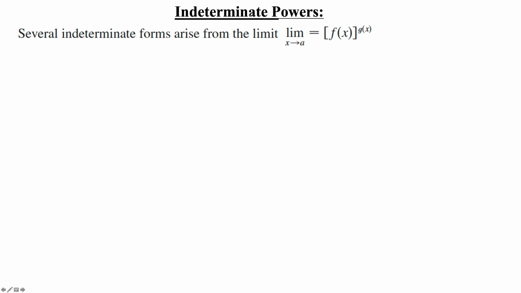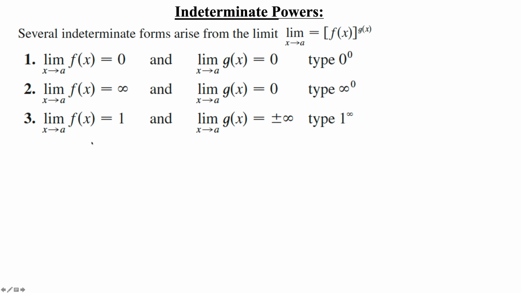All right, indeterminate powers. Sometimes you're going to have functions raised to the power of a function. So when that happens, when you approach your x value to a, your f of x and your g of x can run into 3 possible types. Your f of x approaches 0, your g of x approaches 0, and now you're looking at 0 to the 0 power. Your f of x can approach infinity, your g of x can approach 0, so you have infinity to the 0 power. F of x can approach 1, g of x can approach either of my infinities, so you have 1 to the infinity.